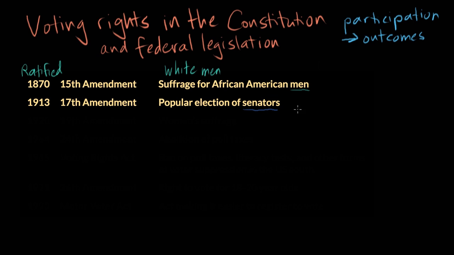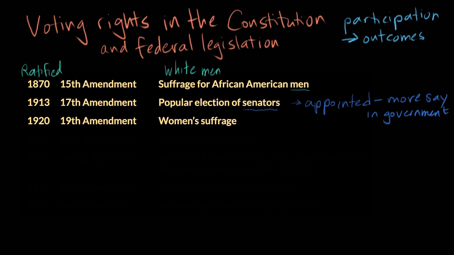So before 1913, senators were actually appointed by state legislatures instead of directly elected by citizens like members of the House of Representatives. And switching to popular election of senators is important because it gives citizens more say over the national government. So more say over who goes into Congress, and therefore more say over what kinds of laws that Congress passes. And in 1920, women finally got the right to vote in the 19th Amendment, which doubled the voting eligible population.